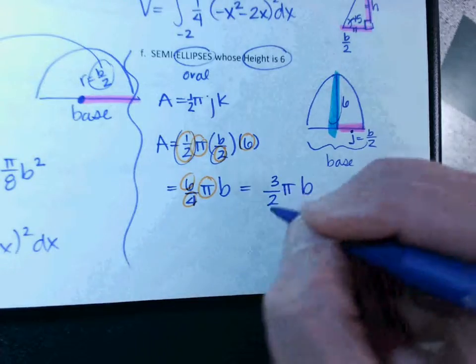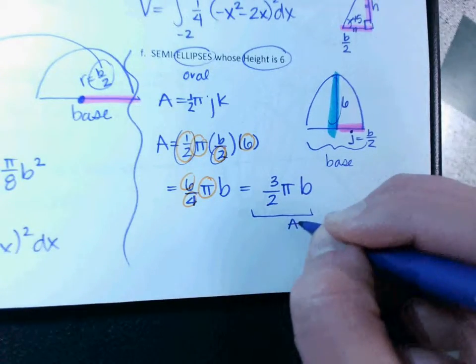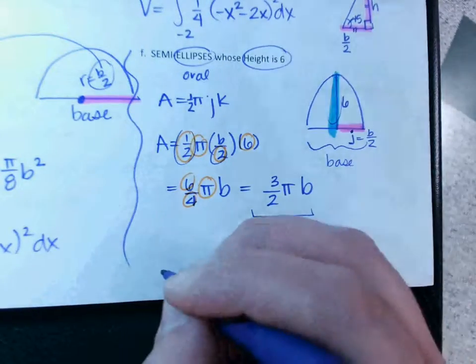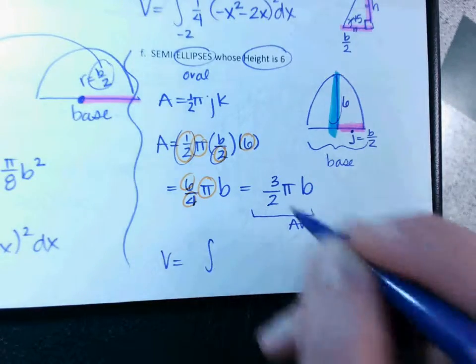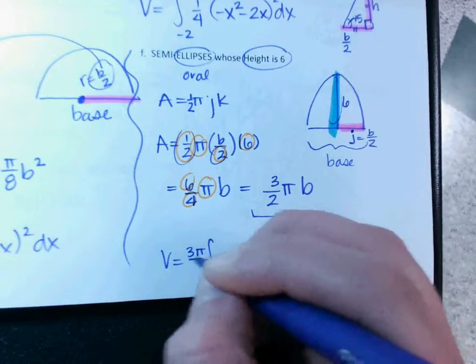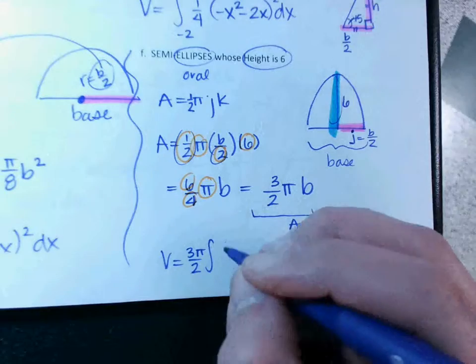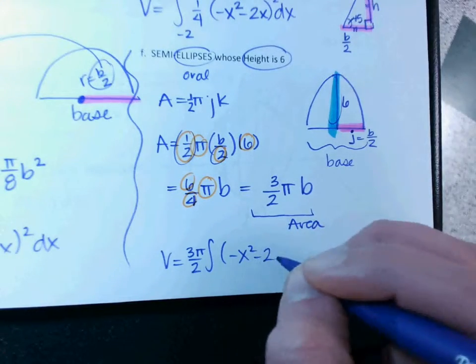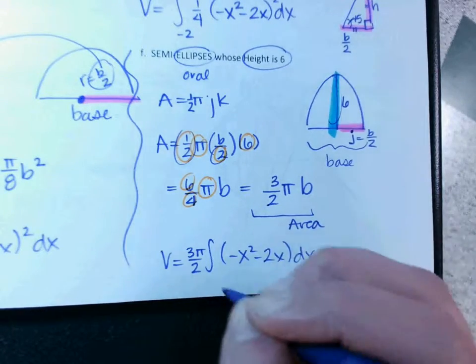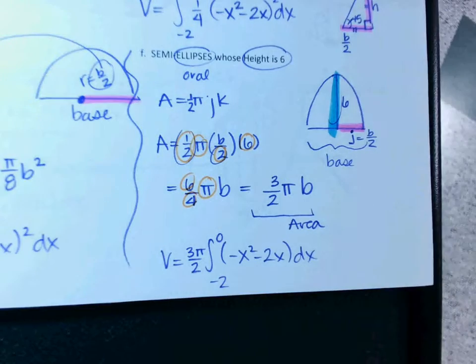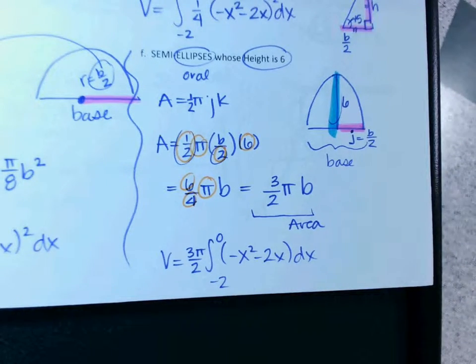Now remember, this is for area. So if I want to go from area to volume, then I do v equals the integral of that. 3 pi halves in the front, and then b on the inside, negative x squared minus 2x dx, negative 2 to 0. And then from there, remember, you would just type that into your calculator, boom, you'd be done. Okay? Go ahead and turn the page, please. Set up that next region.